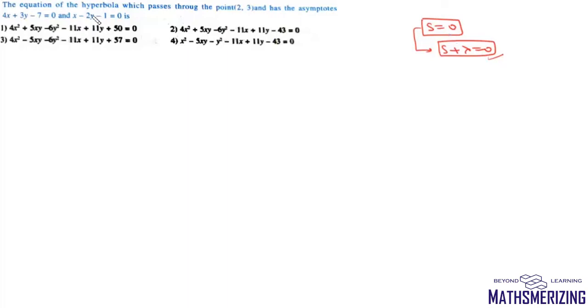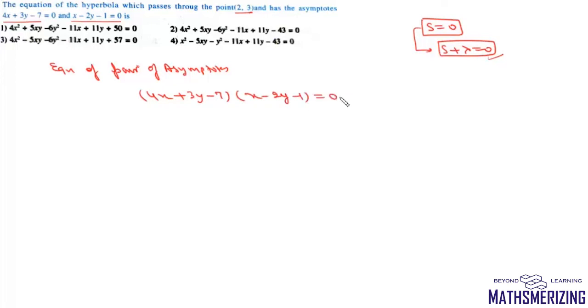Now say for example, suppose we are given this question: the equation of the hyperbola which passes through the point 2, 3 and has the asymptotes 4x plus 3y minus 7 equals 0 and x minus 2y minus 1 equals 0 is. So first we'll find the equation of the pair of asymptotes. So the equation of the pair of asymptotes simply will be 4x plus 3y minus 7 into x minus 2y minus 1 equals 0. Now we know that the equation of the hyperbola and the equation of the pair of asymptotes only differ by a constant.